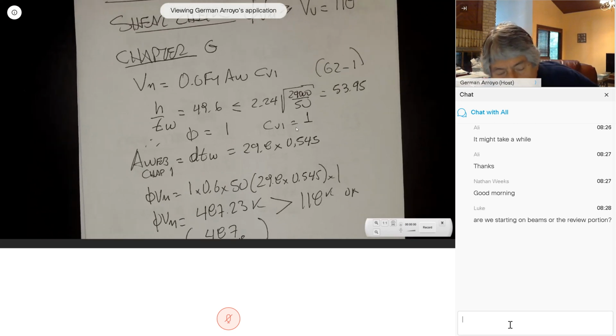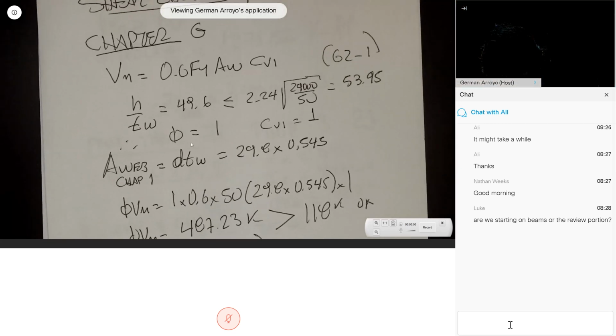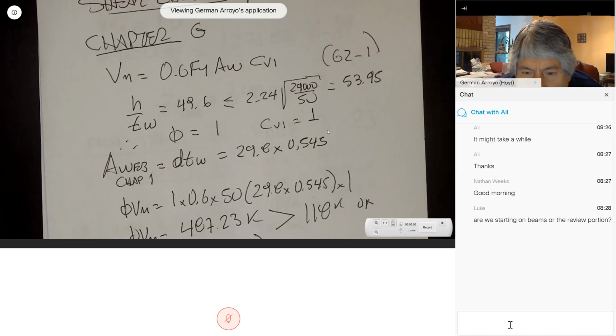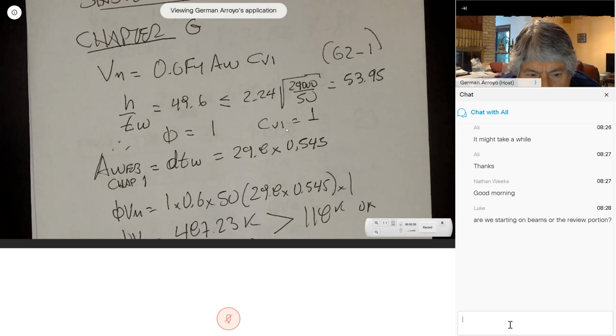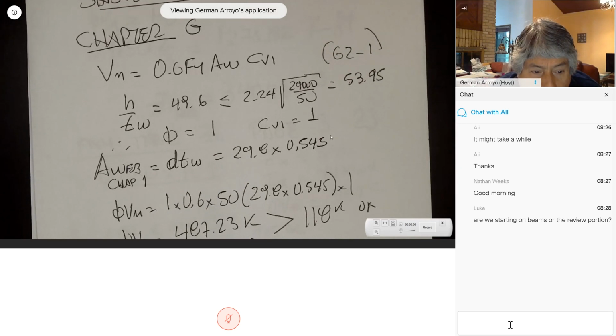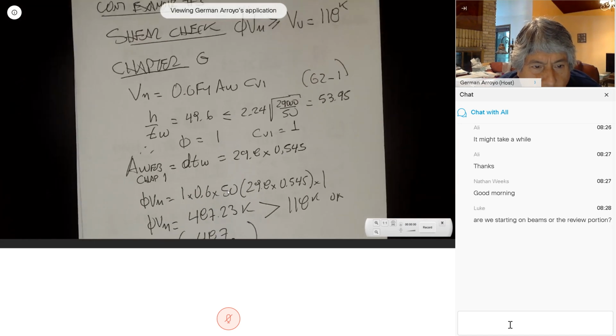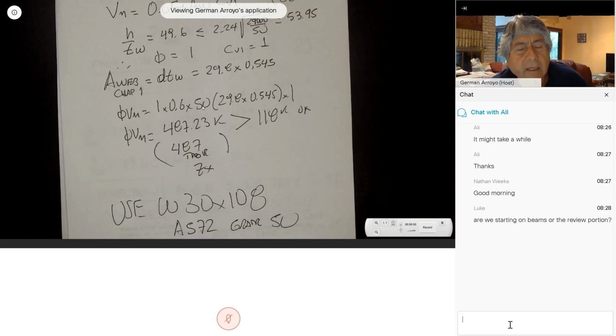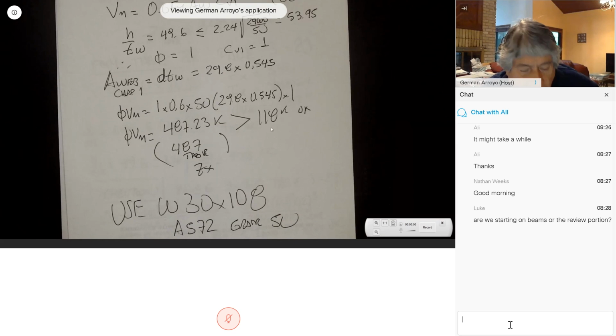The area of the web is the overall depth times the thickness of the web. This came from chapter 1. In chapter 1, don't forget that the thickness of the web has to be in decimal. Here, 0.545. So the design strength is 1 times 0.6 times 50, the area of the web, times 1, which gives 487.23, much larger than 118.